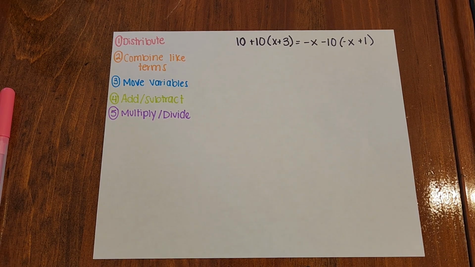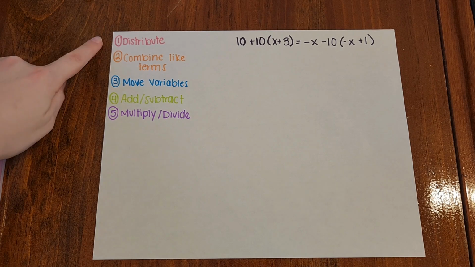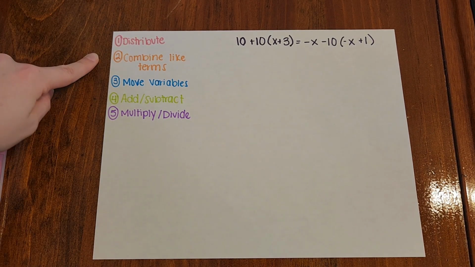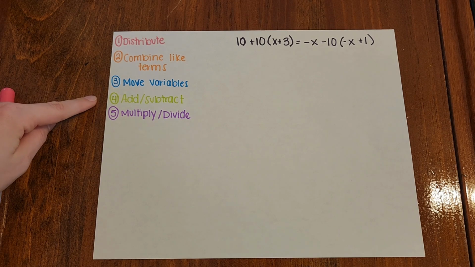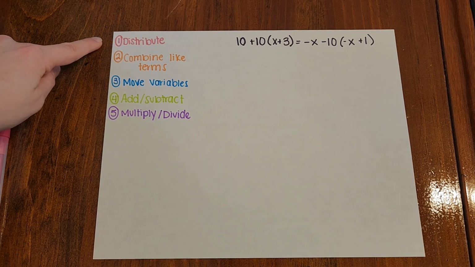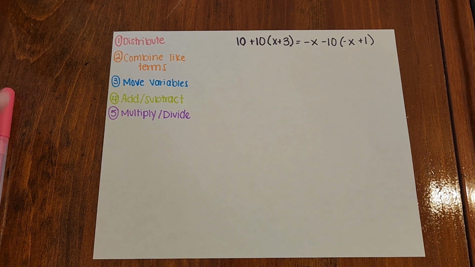For this video, we're going to be talking about solving equations. For pretty much all of our equations, these are our 5 steps: to distribute, to combine like terms, to move variables, to add or subtract, and to multiply or divide. So the very first thing we're going to do is start by distributing.